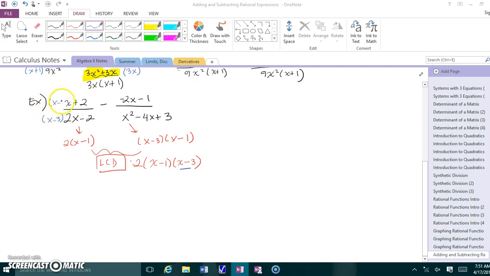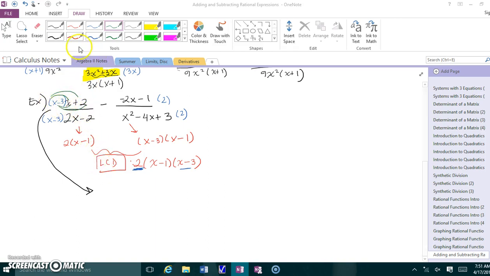What I do to the bottom, I better be doing to the top. This denominator already has x minus 1 and x minus 3. It needs this 2. So multiply top and bottom by 2. Now I'm going to continue the work over here. And just be aware that up top here, we're going to need to FOIL.